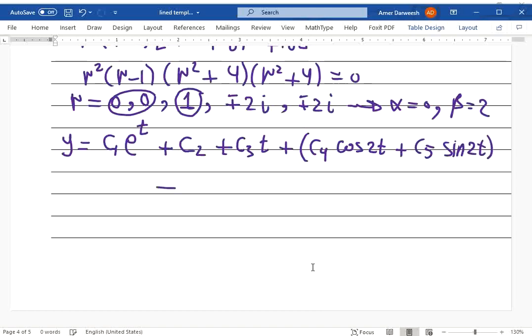Now finally, for the repeated complex roots I can multiply by t and continue with constants, c6 t cosine 2t plus c7 t sine 2t. So here's the general solution. As you see here, we have one distinct real root, two repeated real roots, and two repeated conjugate complex roots.